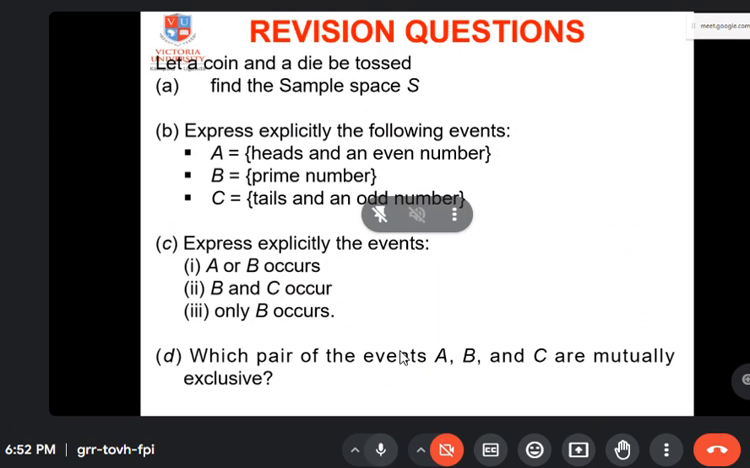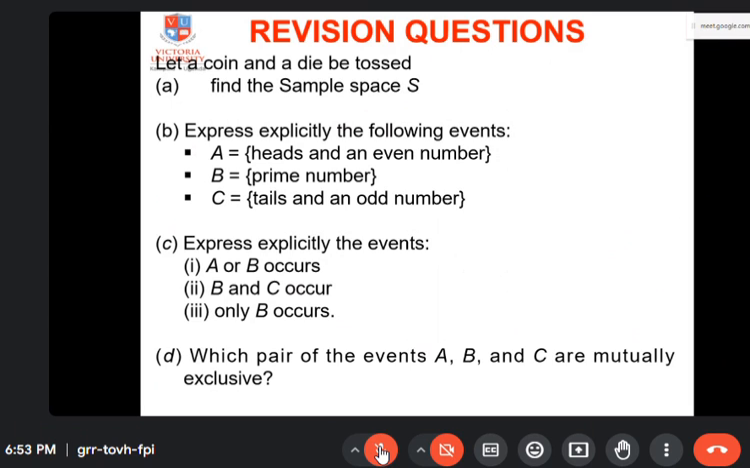Okay. Very good. Very, very good. So that sample space is 12 sample points. Is that clear to everybody? It's okay, sir. It's clear.